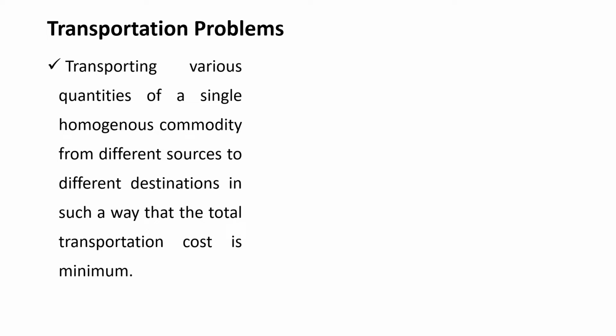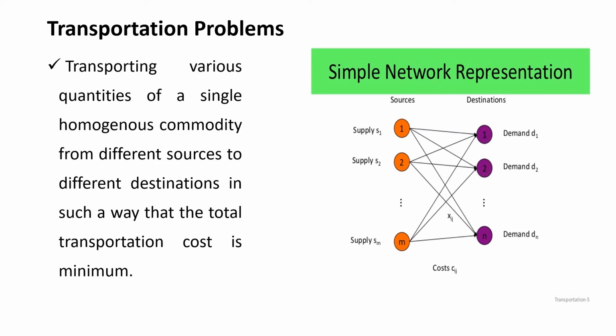Now, a transportation problem is a problem which deals with transporting various quantities of a single homogeneous commodity from different sources to different destinations in such a way that the total transportation cost is minimum. Right? So what do we mean by this? See, there are various sources. As we can see here, we have got m sources starting from 1, 2 up to m. And similarly, we have got various destinations like 1, 2 up to n.